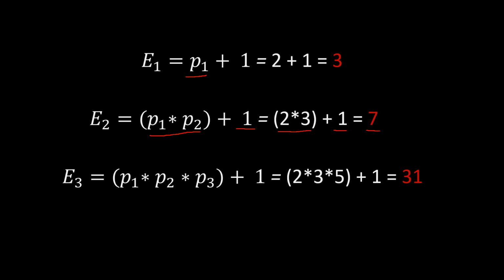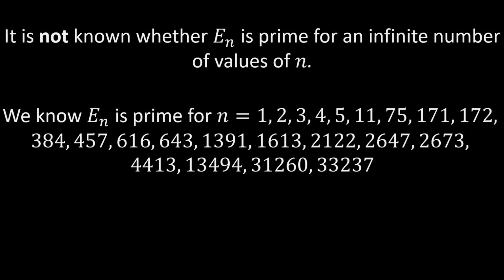And E3 will be the multiplication of the first 3 prime numbers, add 1. So it will be 2, 3, and 5, those are the first 3 prime numbers, add 1. That'll give me 31. And you can continue on like this, of course, to find the Euclid numbers. Now you notice here that 3, 7, and 31 are prime numbers. It doesn't mean that you're always going to get a prime number when you compute the Euclid number.